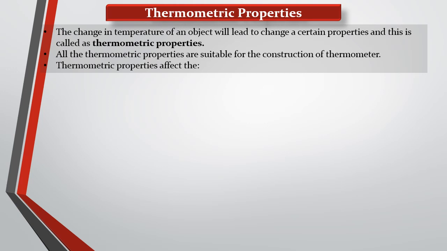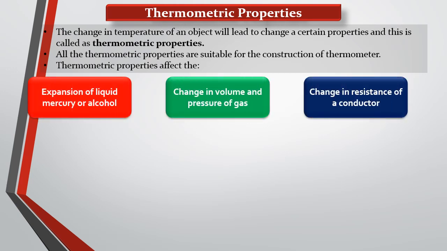Thermometric properties affect these 3 things. The first one is the expansion of a liquid, either mercury or alcohol. Then, the change in volume and pressure of a gas. The last one is the change in resistance of a conductor. So these 3 things are affected when the temperature of an object is changed.